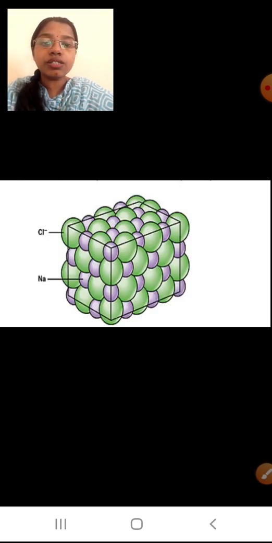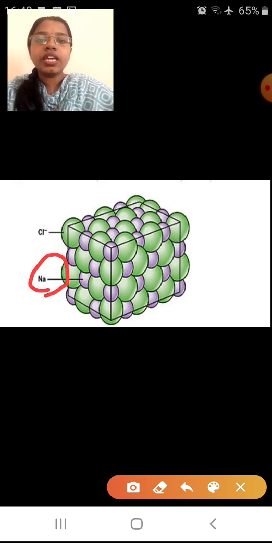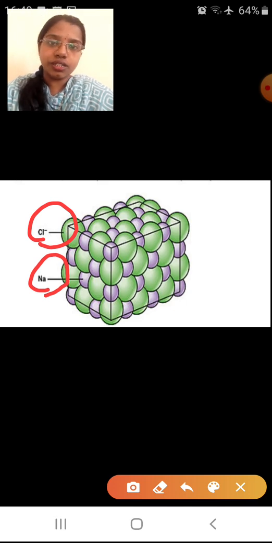Here is how the compound is going to form. The compound is going to form because of these Na atoms and these Cl atoms. Cl is your chlorine, Na is your sodium. So when sodium atoms and chlorine atoms combine, you are going to get a molecule of NaCl. And NaCl is a compound. I hope you understood this.